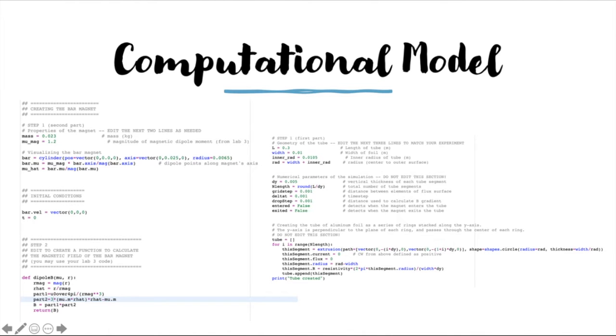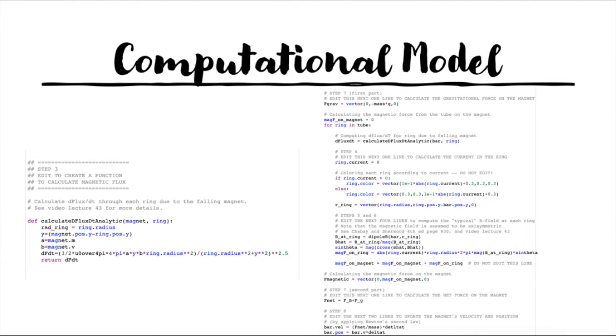This is my computational model for the periscope analysis. In this part, I used the starter code and updated some of the initial conditions for the tube and the magnet. Other changes include, for example, calculating the magnetic field at the position R relative to the bar magnet, and calculating the rate of change in the magnetic flux through each ring caused by the falling magnet. All of those functions utilize the fundamental principles introduced before.